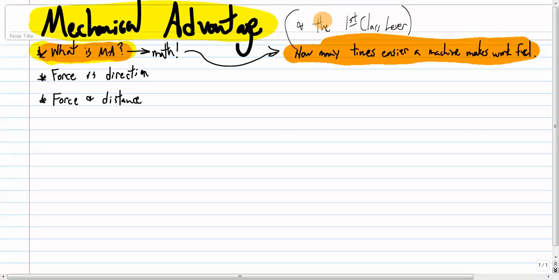Okay, so mechanical advantage is going to be a number. It can be 1, or it can be some number less than 1, or some number greater than 1. If the number is less than 1, it's going to make the work feel harder. And if the mechanical advantage is greater than 1, it's going to make the work feel easier.